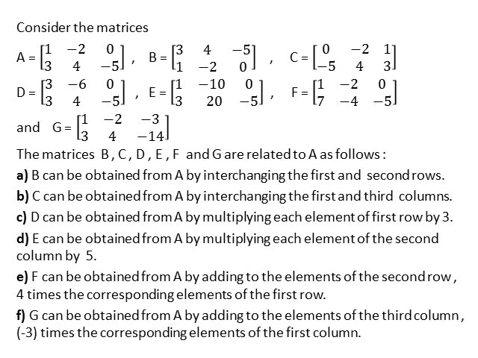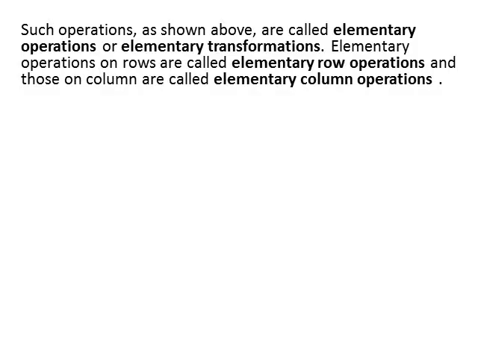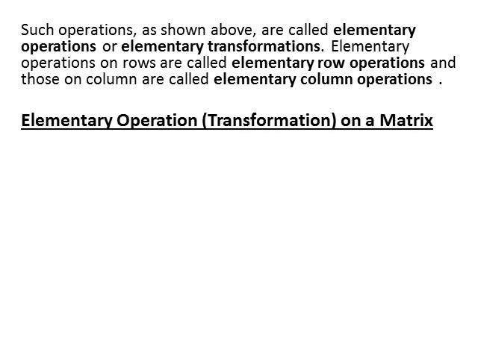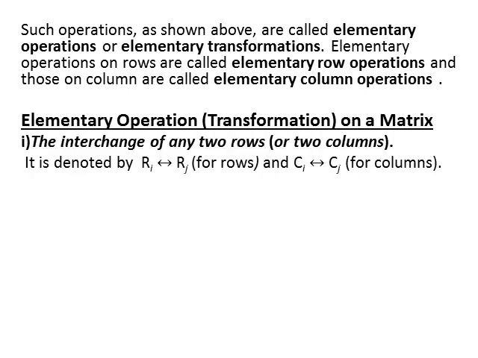Matrix G can be obtained from A by adding to the elements of the third column minus 3 times the corresponding elements of the first column. Such operations as shown above are called elementary operations or elementary transformations. Elementary operations on rows are called elementary row operations and those on column are called elementary column operations.